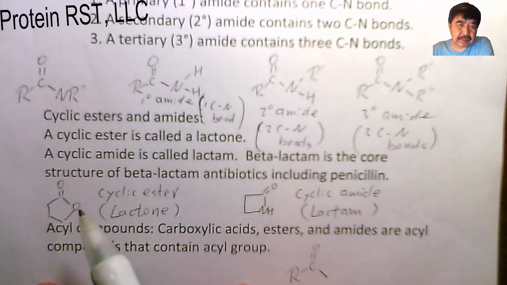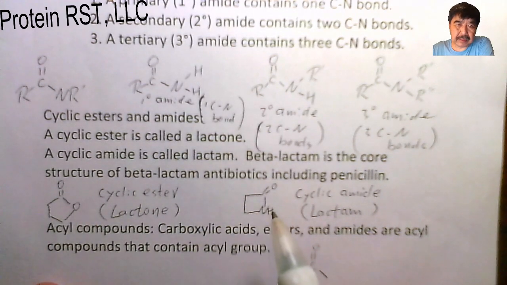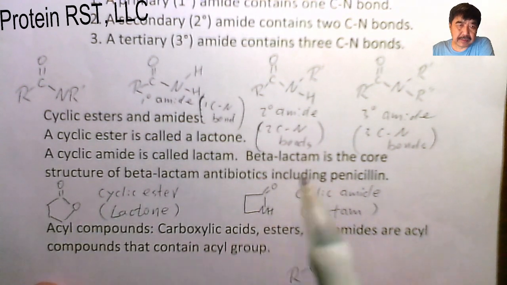This ring contains oxygen. This is the amide. This ring contains the nitrogen. This is a cyclic amide. This is a cyclic ester.